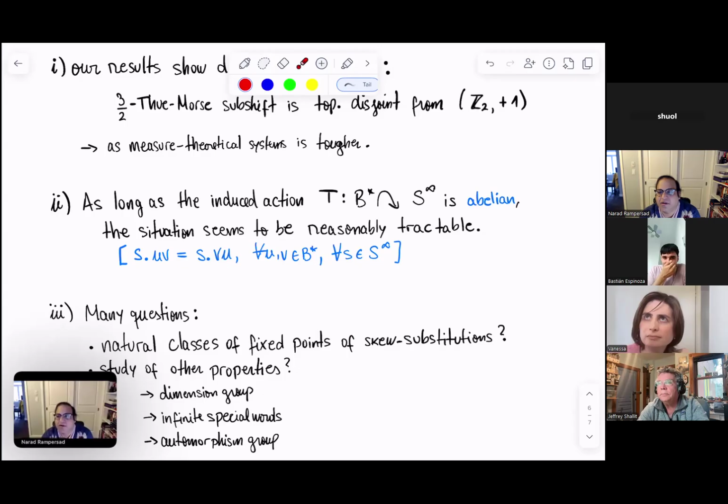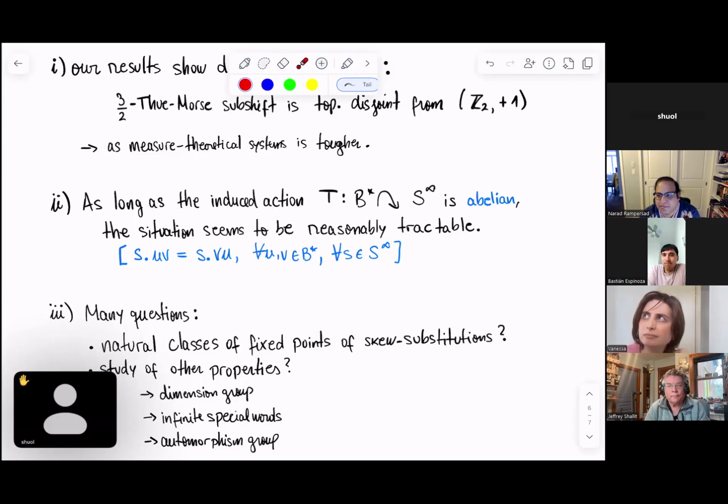Yeah. Hi, Bastian. I have just a question concerning your method to prove the equality between the densities. It seems that when you apply your Fourier method, you only use the fact that your skew substitution is uniform. I'm not sure, but I have just a quick intuition like this. But do you think your method can be applied for all uniform skew substitutions?